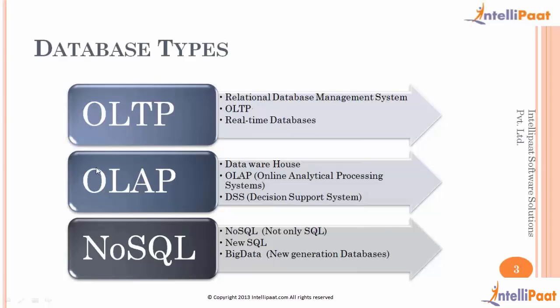Now the second category is OLAP, which is called Online Analytical Processing System. This is also called a Data Warehouse System as well as a Decision Support System. So this is another broad category. I am talking about broad categories.